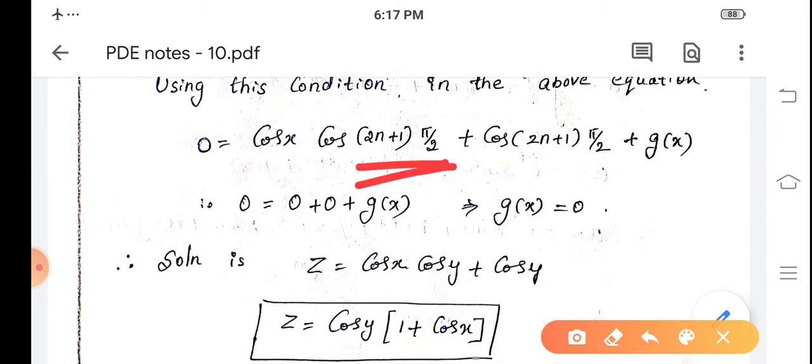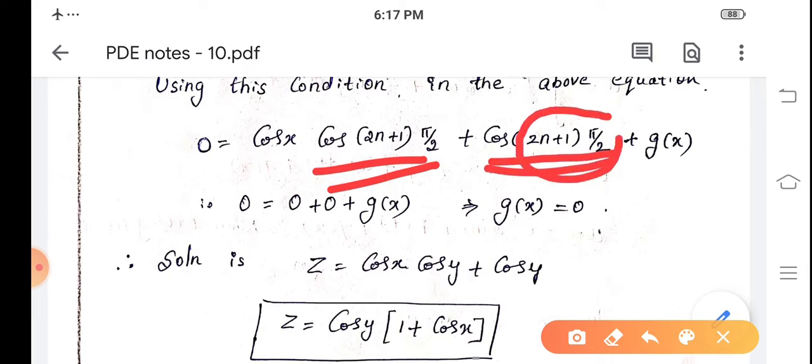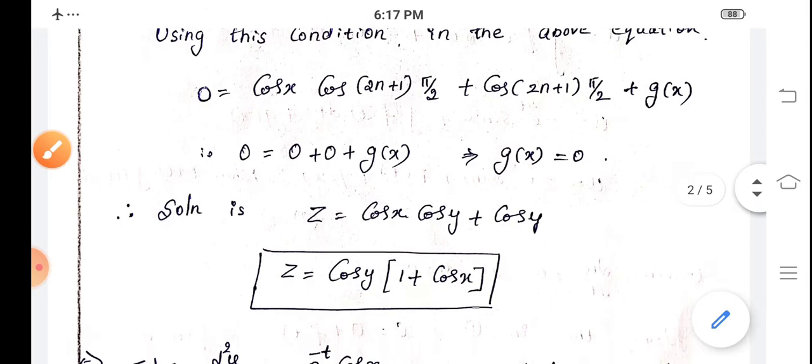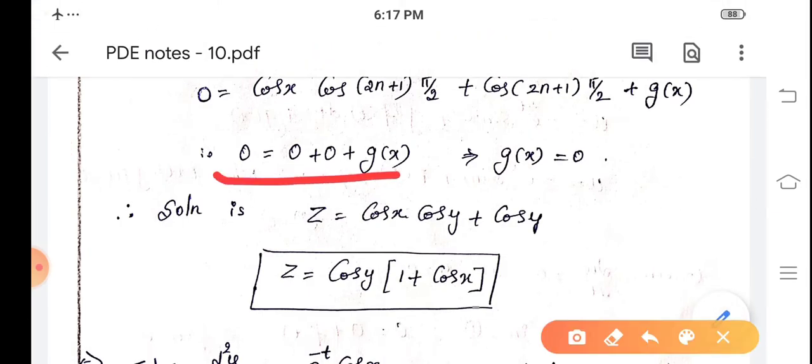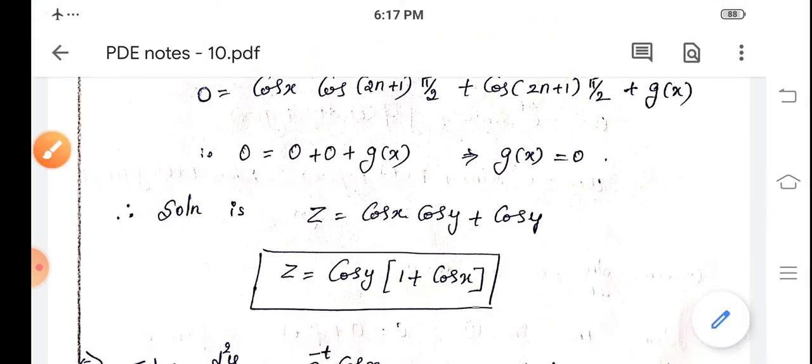But we know that cos of (2n+1)π/2, if we take an odd multiple of π/2, cos θ is 0. That means if θ is an odd multiple of π/2, cos θ is 0. So this value is 0. Similarly here, the angle θ is an odd multiple of π/2, so the cos value is 0. So it gives 0 = 0 + g(x), or g(x) = 0.